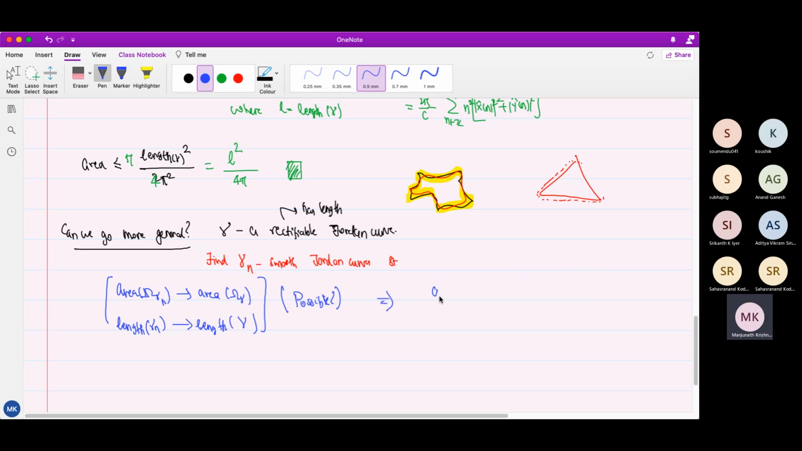Once you manage that, then you get the isoperimetric inequality for that. Because the area of omega n is bounded by the length of gamma n squared over 4 pi, that will imply it for all n, and hence the same for omega.